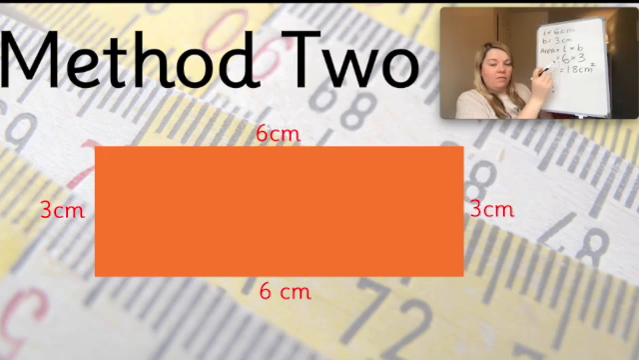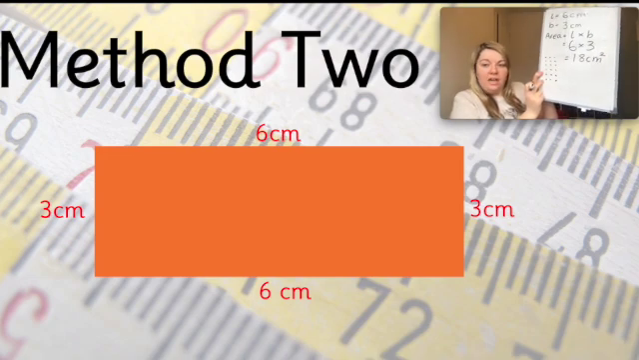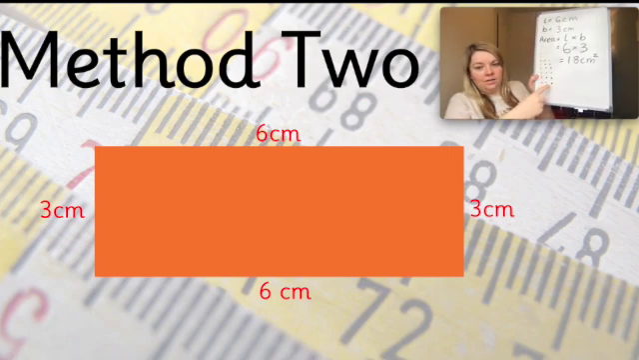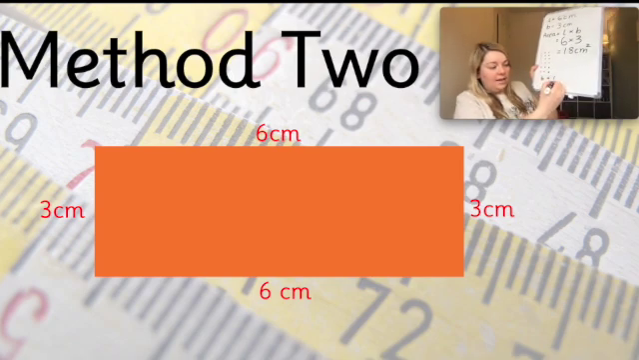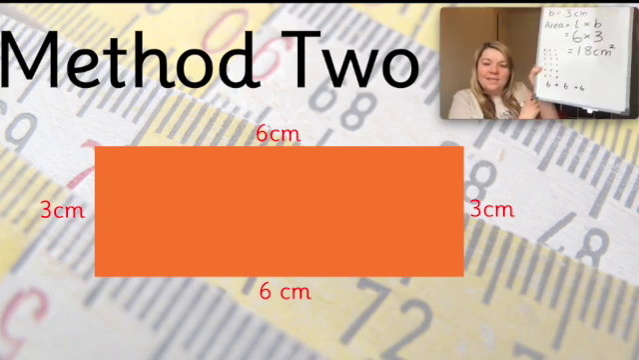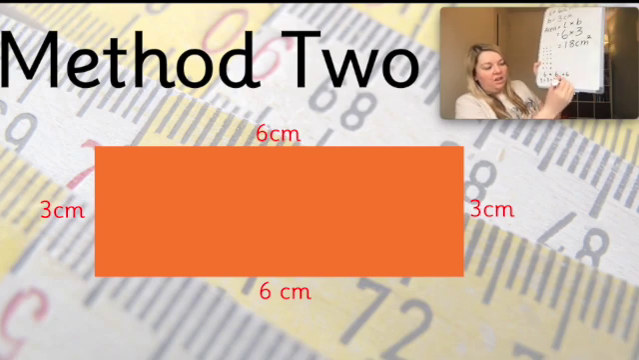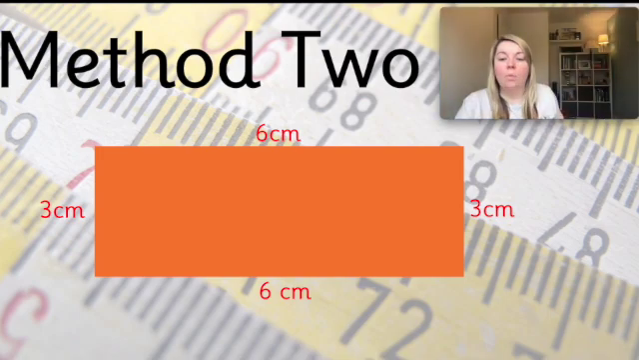So 6 groups of 3, I've drawn my little groups of 3 and I've drawn it 6 times. I could also have done 3 groups of 6. There's 1 group of 6, 2 groups of 6, 3 groups of 6. 6 groups of 3 is also the same as doing 6 add 6 add 6, so it's repeated addition. It's also the same as doing 3 add 3 add 3 add 3 add 3 add 3, so you're adding 6 groups of 3. It's up to you how you work that out, but those are some ways that might help you.